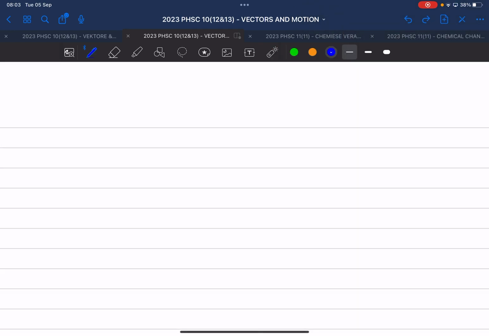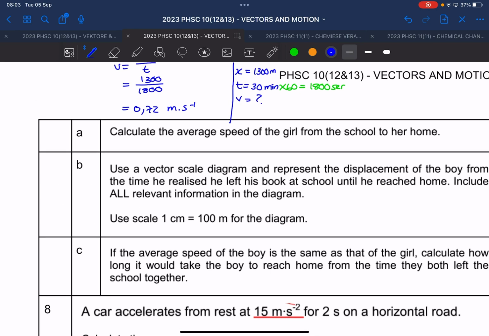Let's just do our planning first. The boy walked 500 meters that way. Yes. Then he walked 500 meters back. And then he walked 500 meters and then another 800 meters until he reaches home. Now they ask for a vector scale diagram that represents the displacement of the boy.